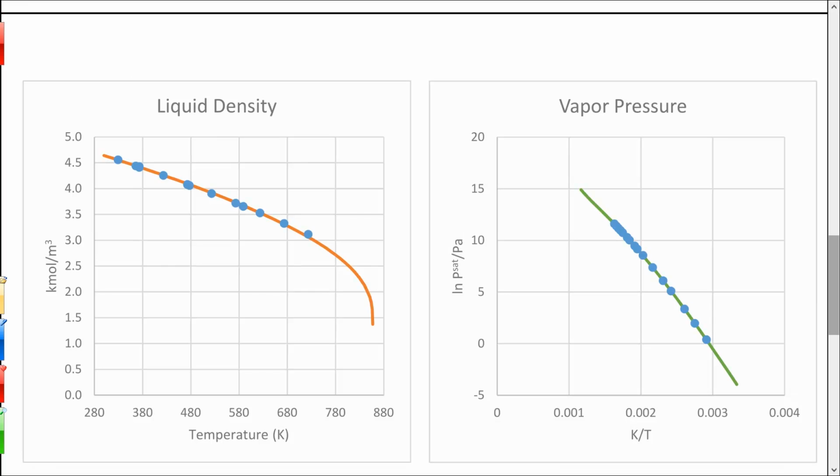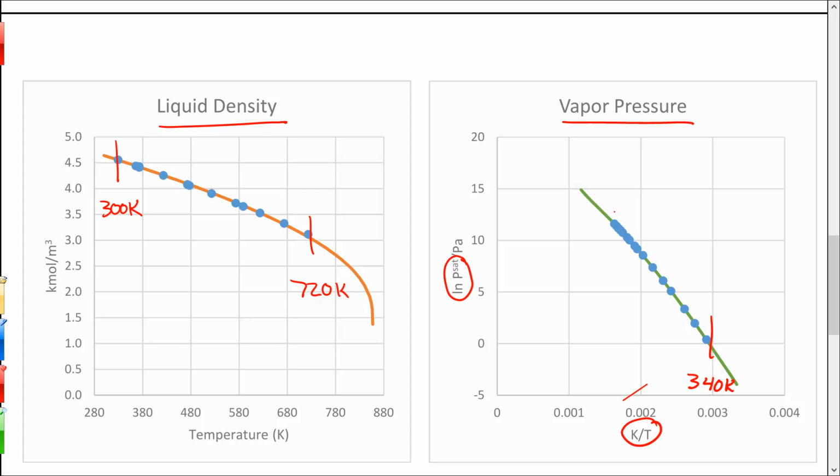For this compound, a large amount of experimental data exists for the liquid density over a fairly wide temperature range, from around 300 Kelvin to about 720 Kelvin. Good experimental data are also available for the vapor pressure. Notice that here we're plotting the natural log of the vapor pressure versus the inverse temperature, so that the data range from around 340 Kelvin to around 615 Kelvin.